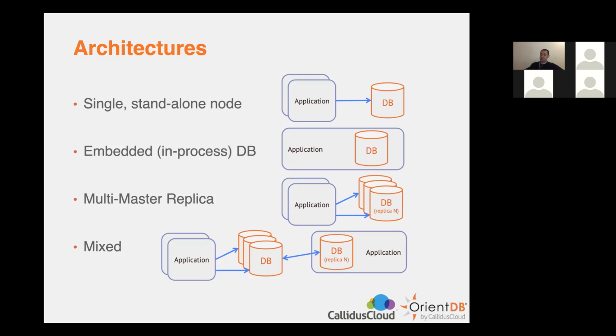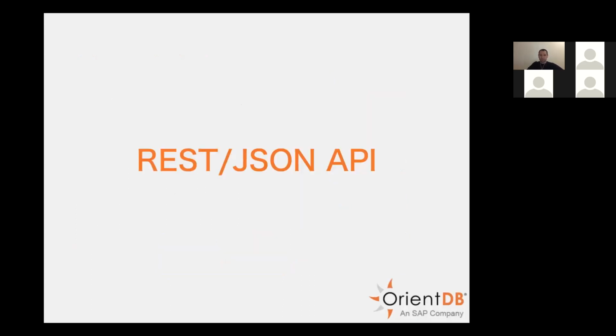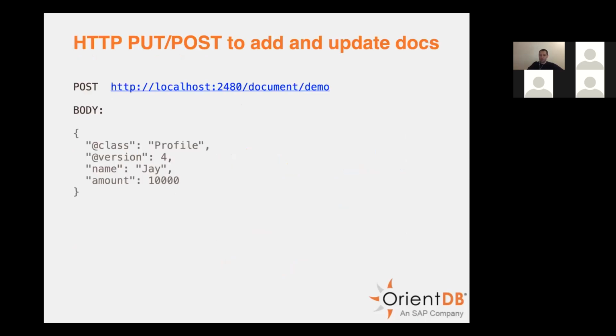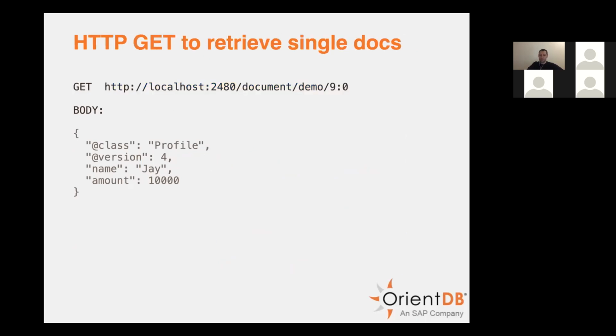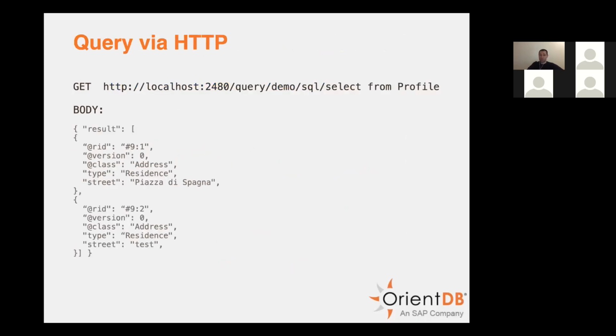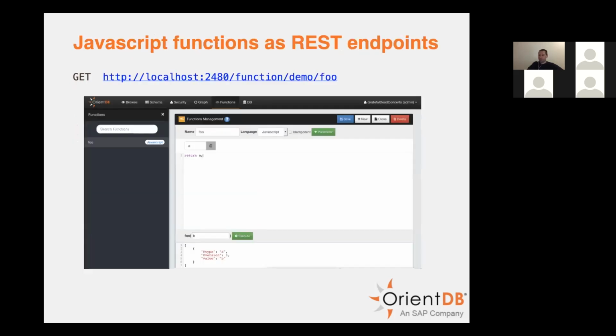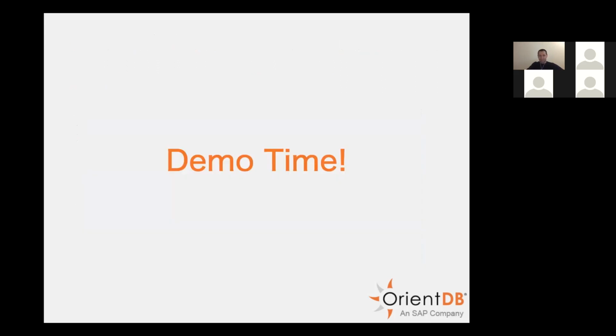excellent performance for one of your, let's say, microservices or applications, you just deploy that particular part as an embedded replica, and you're good. Again, REST JSON API, so you can do queries via HTTP, sending JSON and receiving JSON. You can execute queries, of course, on HTTP API. And you can also define JavaScript functions inside OrientDB, and you can use these functions as stored procedures, as triggers, but also as REST endpoints. So it's pretty flexible. That's it.